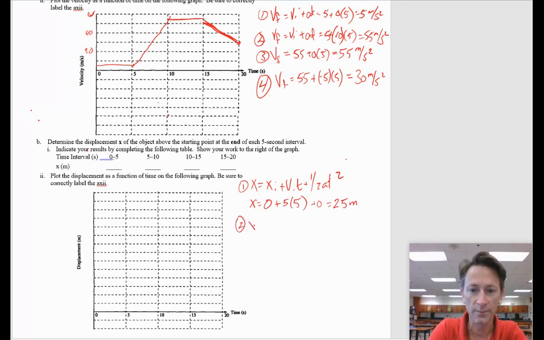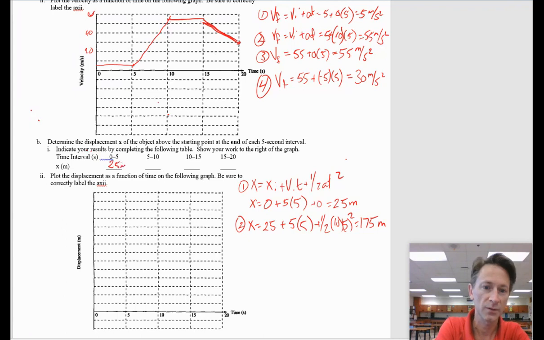In the second one, now the initial position is going to be that 25. The initial velocity of the second one is still going to be that 5 times the 5 seconds that it's changing, plus the 1/2 of the acceleration, which was 10 in this case, times 5 squared. And whenever you throw that all in your calculator, you get 175 meters. So this first one is 25 meters. The second one is 175 meters.